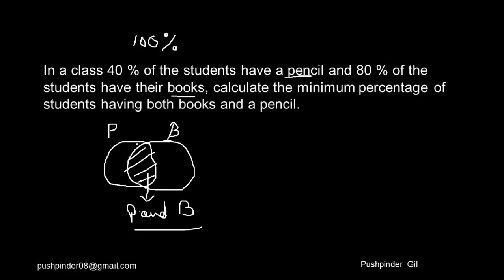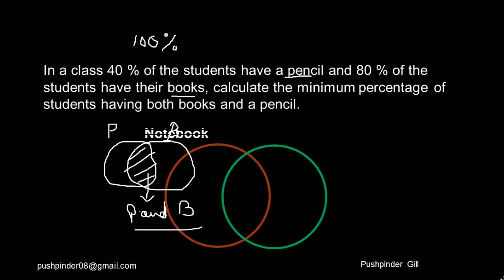Whenever two things are mixing together and there is a probability that both events might happen, then it is a set theory question, right? So let's move ahead and understand what a Venn diagram is. This is people having their notebooks, and this is people having their pencils. There are three areas into which it is divided.